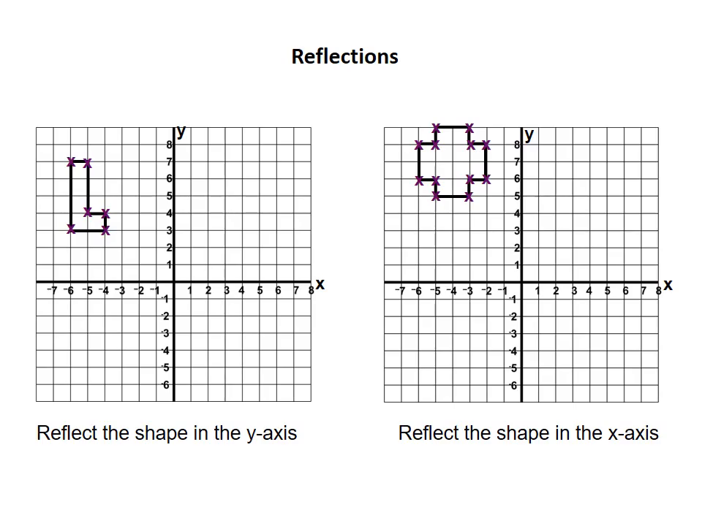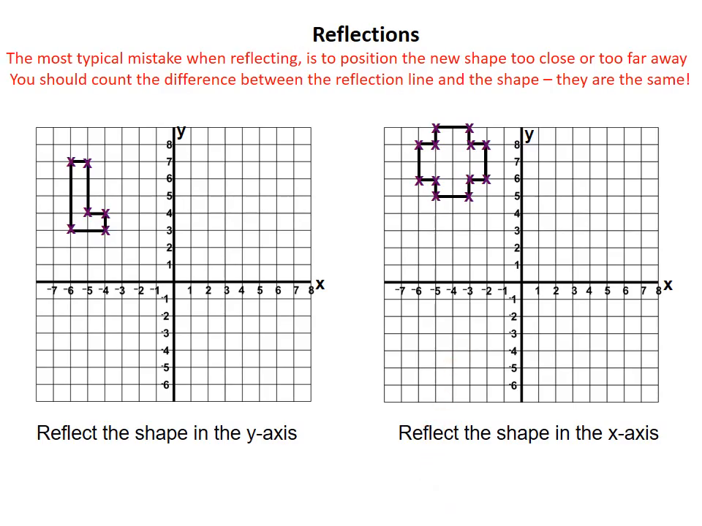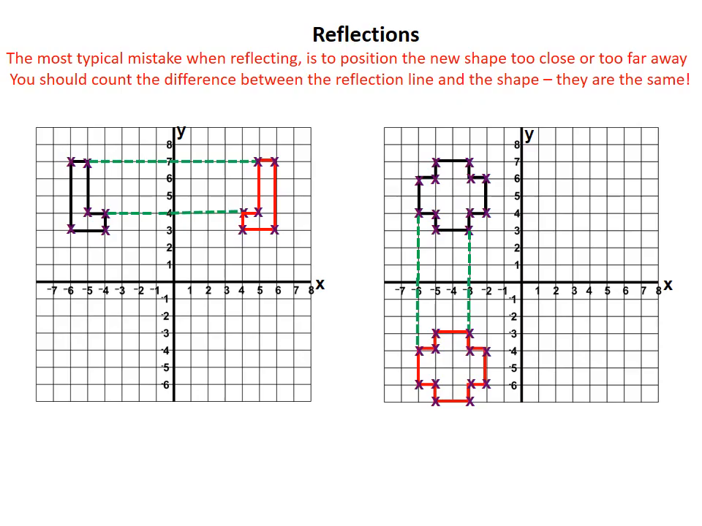The most typical mistake that people make is to put the shape too close or too far away from the mirror line. So in order to avoid that, the best thing to do is to count the difference between the reflection line or the mirror line and the shape, and also the reflected shape and the mirror line as well, just to make sure that you're accurate. Now you'll notice here that the shape had to move down. That's because I realized that the axes didn't go down far enough. So let's have a look at how we might check that.